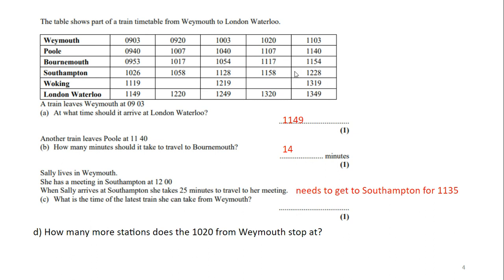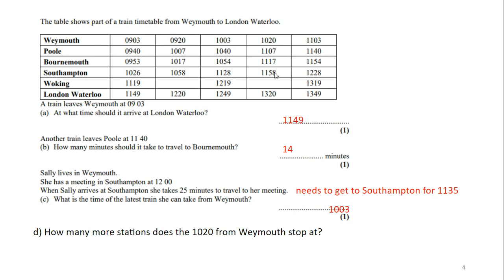So for example, what's the latest train she can get? So all of these three trains will arrive before 11:35, but the latest train she can catch is this third one. So the latest time she can leave is 10:03. The 9:03 and the 9:20 will still get her on time, but this is the latest train. If she took the 10:20, she wouldn't have time to walk to her appointment.